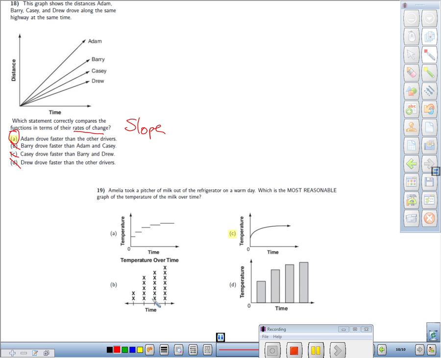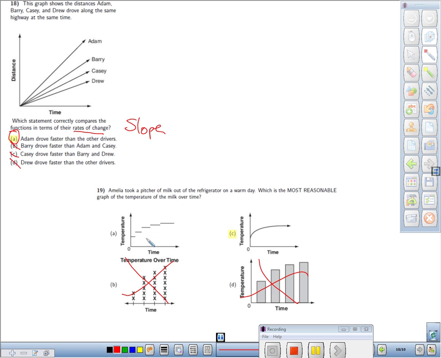Number 1, we got B here. It's a line plot. We haven't even discussed line plots this year. It's out. D, a bar graph. Once again, we haven't even discussed bar graphs this year, so that's totally out. That leaves us with A and C. Well, notice, A is one of those kind of stair-step situations.